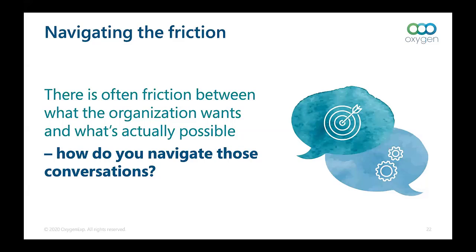Oh yeah, so here's basically what I was just talking about. There is often friction between what the organization wants and what we believe is actually possible with the human person. And navigating those conversations, I believe, as learning professionals, is where we can really help the people side of our organizations and really drive clarity and expectations on what's possible. And that's a whole other topic probably for another time.